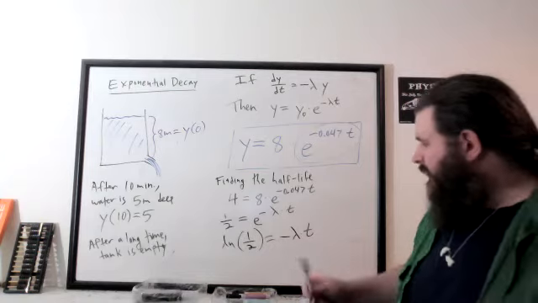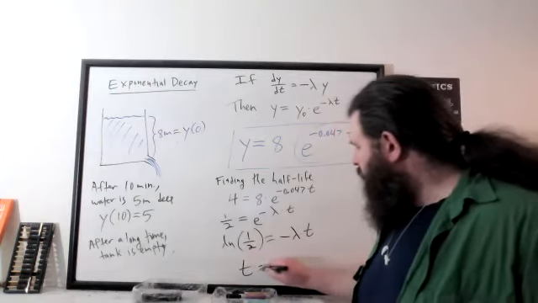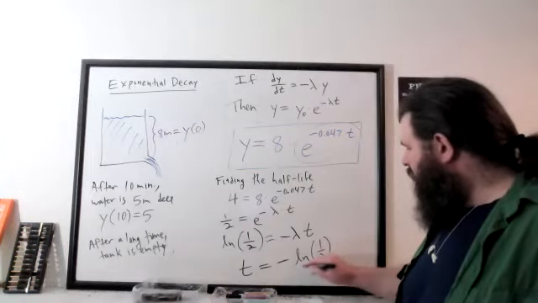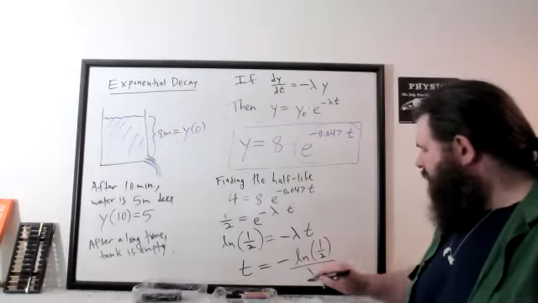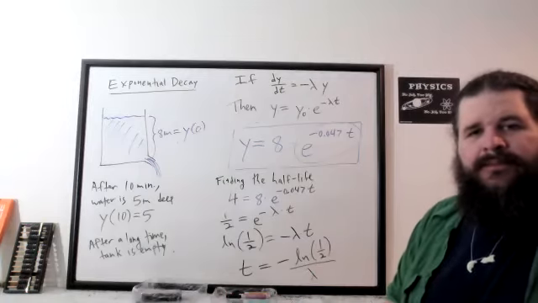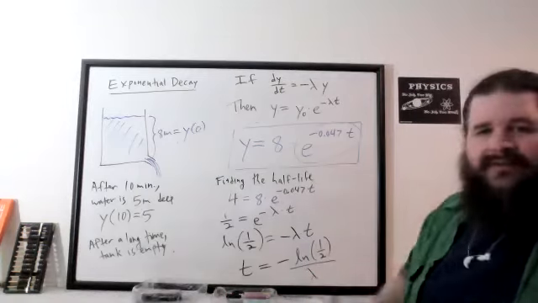Yeah, just divide by negative lambda. So t is going to equal negative logarithm of 1/2 divided by lambda. So this is a formula for the half-life. We can now plug in 0.047.